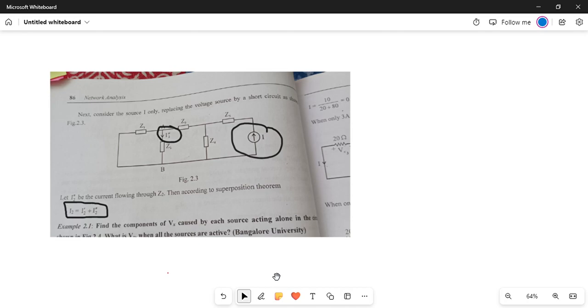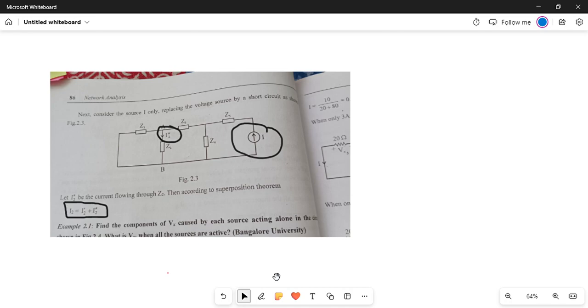Okay, yes. So what that means is, a voltage source or current source, whatever he has given, Ix or Vx, in the question he asks you to find Vx through this resistance using the superposition theorem. Find the current Ix flowing through the resistance using superposition theorem. That Ix and Vx, they are equal to what?